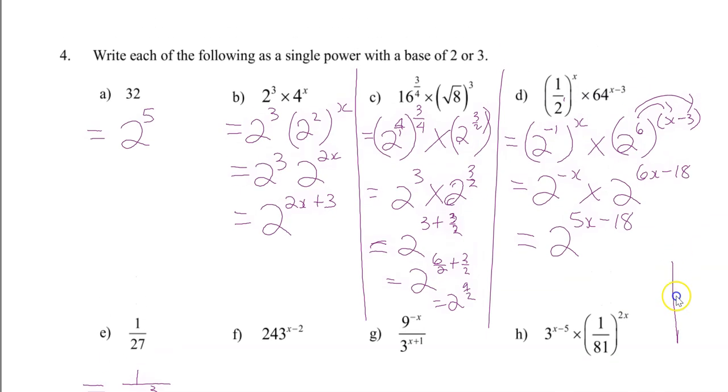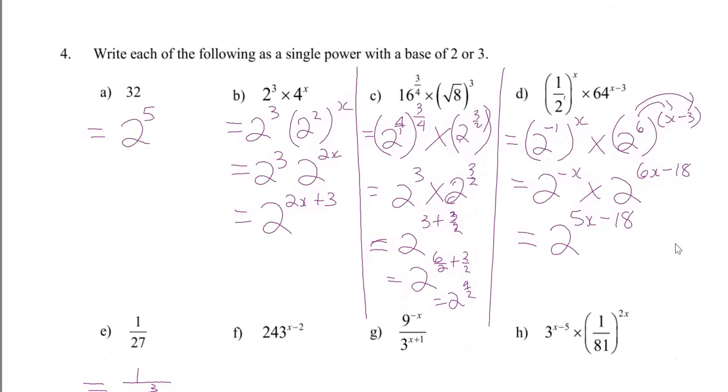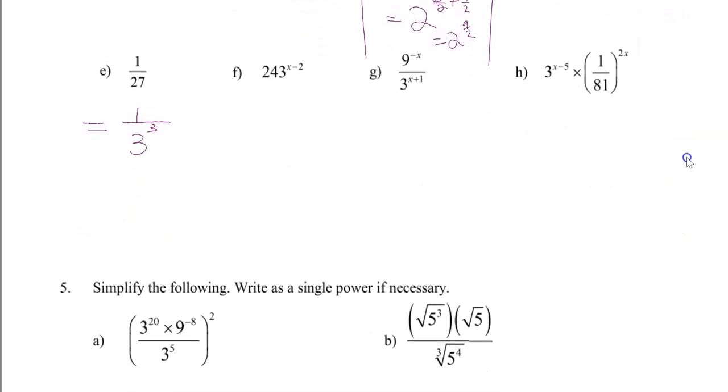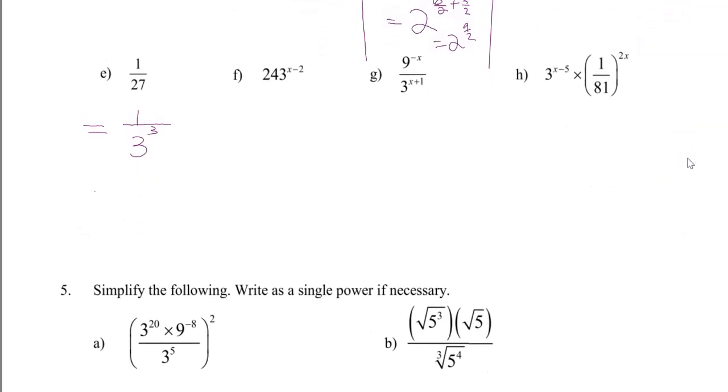Okay. Going back down here, we can think of that as 1/3 cubed. If I want to write that with a base of 3, it would be 3 to the negative 3. The reason we want to do that is because we're going to write other things with the base of 3 and then combine them. So we wouldn't want to leave it as 1/3 cubed. We just have to recognize 1/27 is 1/3 cubed, which becomes 3 to the negative 3 if we want a base of 3.